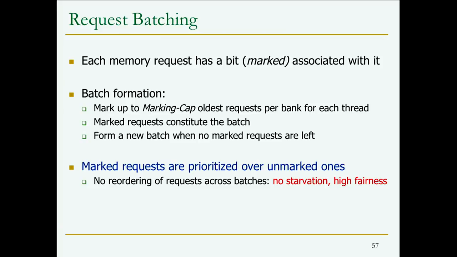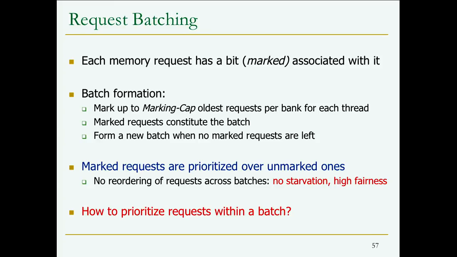Now let's take a look at how batching is done. It's very simple. Each memory request has a bit called marked associated with it. To form a batch, the memory controller marks up to some number of oldest requests per bank for each thread. There are other ways of forming this, but this is how we formed it. Marked requests constitute the batch, and you form a new batch when there are no marked requests left in the controller. Marked requests are prioritized over unmarked ones, so this is an easy decision for the memory controller to make. There is no reordering of requests across batches, no starvation, and as a result, high fairness.